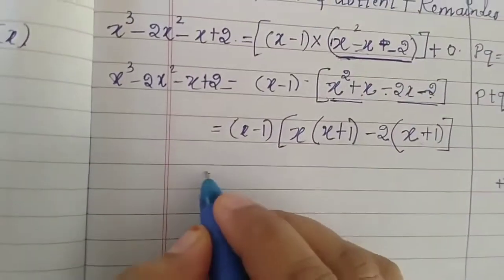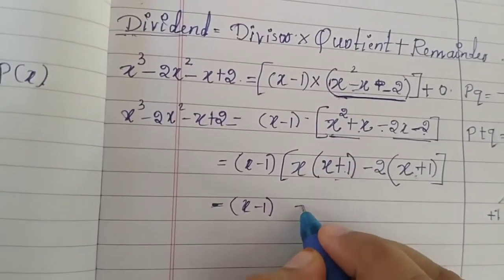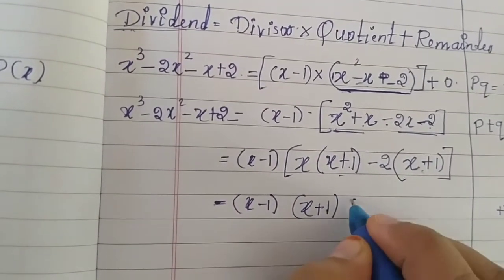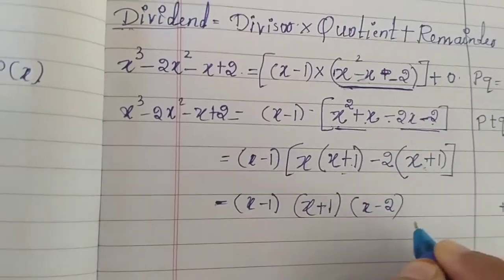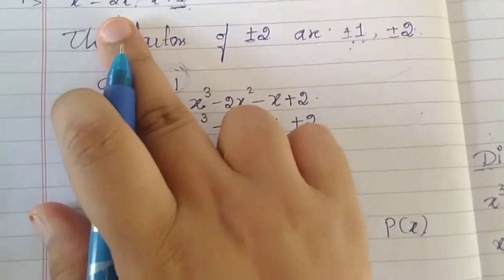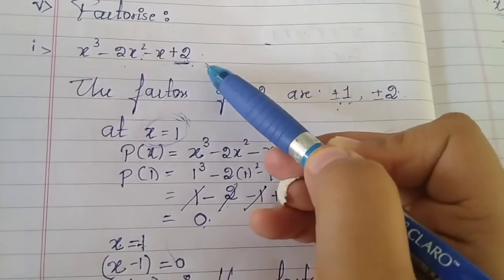So this will be equal to x minus 1, and here which term is common? x plus 1 is the common term, and what is remaining? x minus 2. So these are the three factors of the cubic polynomial x cube minus 2x square minus x plus 2. Understood?